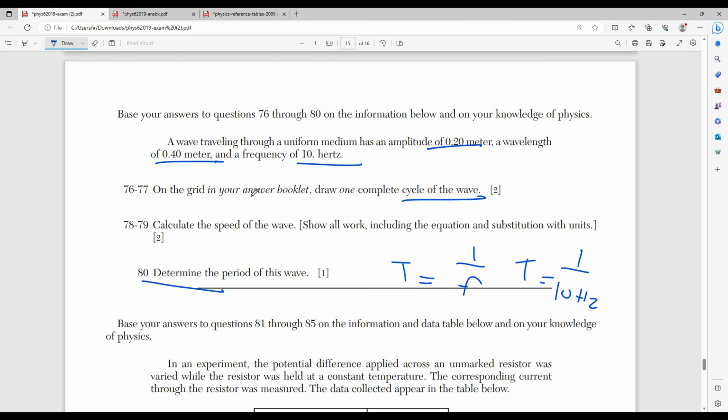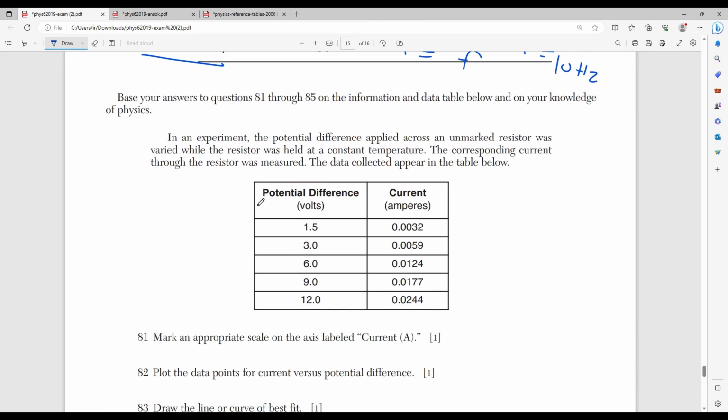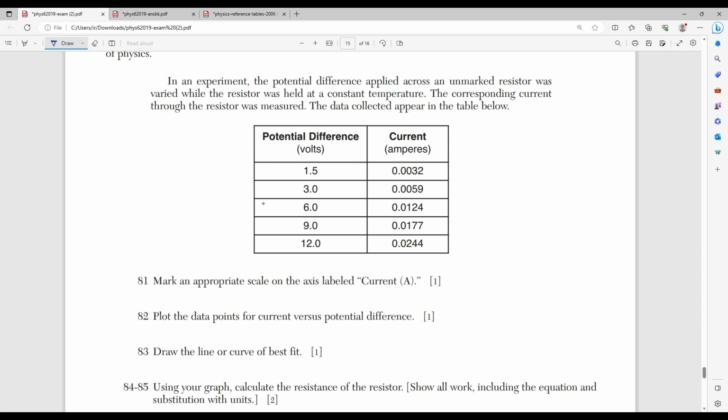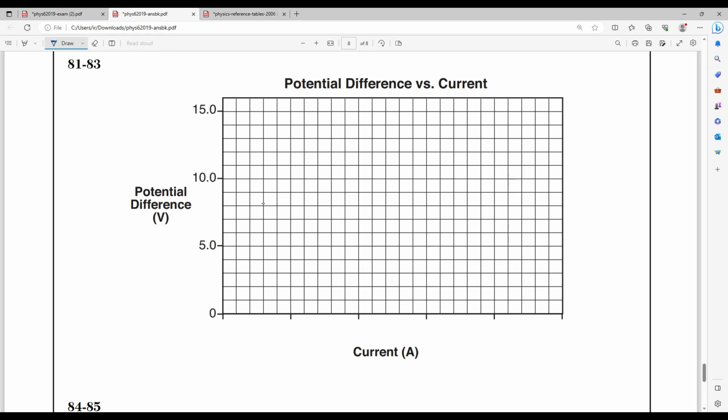Moving on to number 81 through 83, it says in an experiment, the potential difference applied, and so on. It gives us a table and says mark an appropriate scale on the axis labeled current A. So given this axis, find a scale or a progression of numbers that makes sense. Let's see, this goes 1, 2, 3, 4, 5. So the space between each one of these is 5. Does that make sense? If I make all of these increasing by 5, would that make sense? Well, let's just try it out.